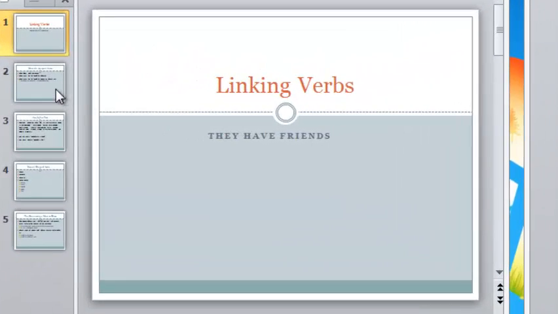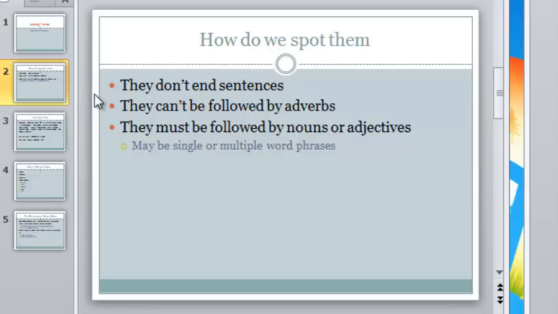Some ways to spot linking verbs. First, understand linking verbs do not end sentences. Linking verbs cannot be followed by adverbs. So if either of those two things are happening, you do not have a linking verb. Linking verbs must be followed by nouns or adjectives.